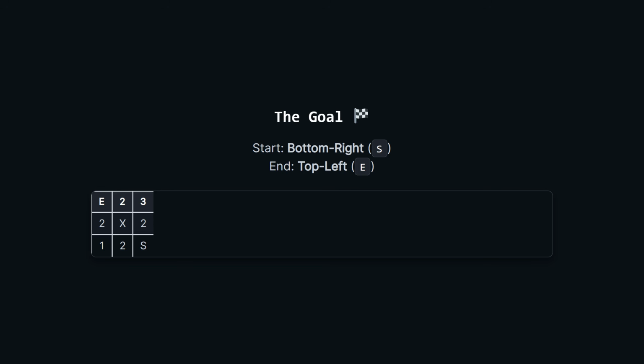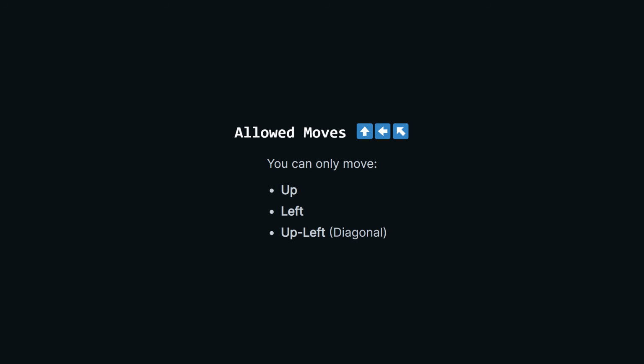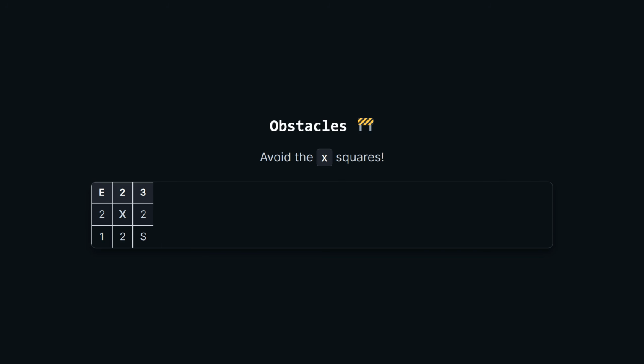We are given a grid, and our goal is to navigate from the starting square marked S in the bottom right, all the way to the end square marked E in the top left. Along the way, we are strictly only allowed to move either straight up, straight left, or diagonally up and to the left. We also have to dodge any obstacles on the board, which are marked with an X.